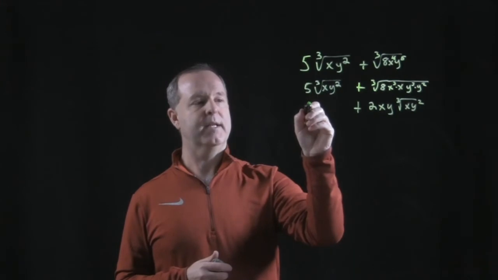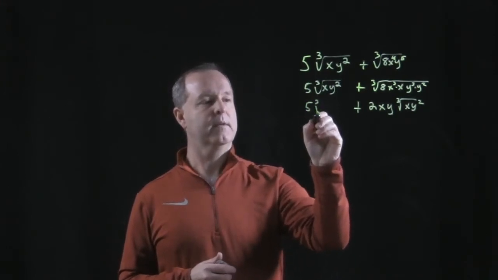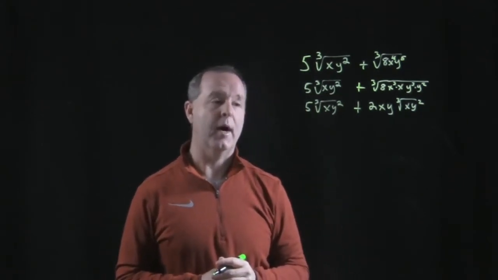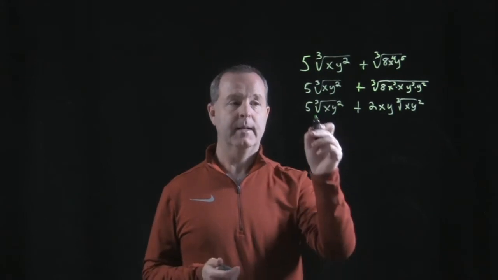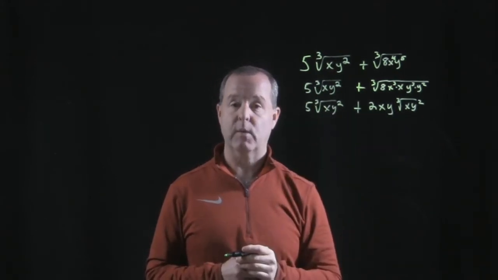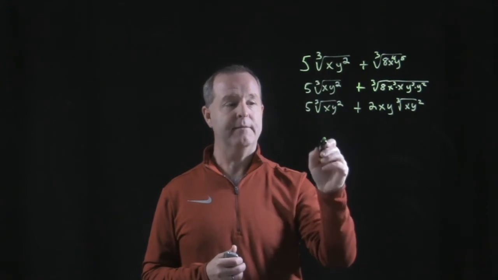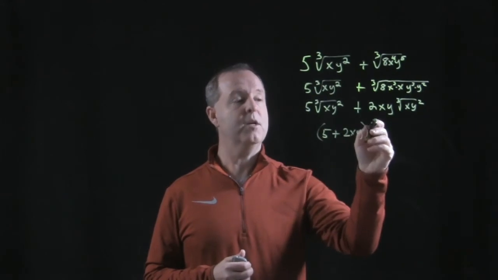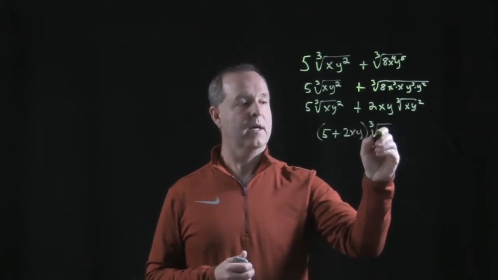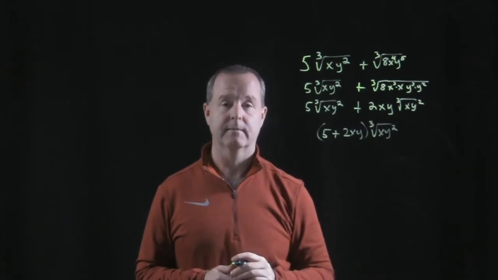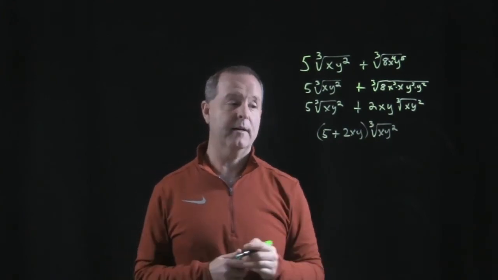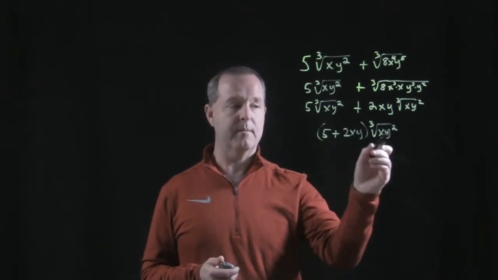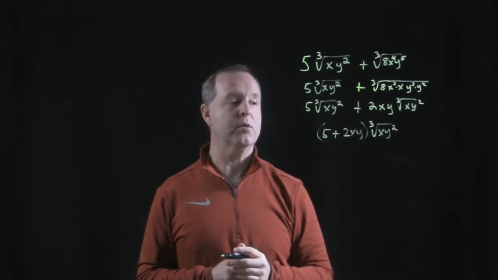On my left side, I still just have 5 times the cube root of xy squared. Now I can ask myself, do I have both terms? Can I add them? I have cube roots of xy squared plus cube roots of xy squared. So I'll have 5 plus 2xy cube roots of xy squared. My final result right there. Notice I can't combine the 5 and the 2xy. Those are unlike terms, but both of them are multiplied to the cube root of xy squared.